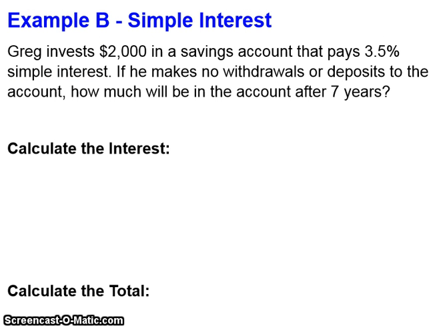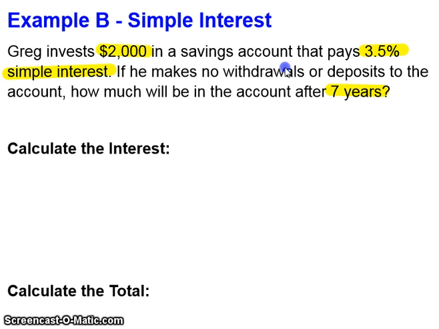Alright, example B says Greg invests $2,000 in a savings account that pays 3.5% simple interest. If he makes no withdrawals or deposits to the account, how much will be in the account after 7 years? So go ahead and highlight the important information. He gives them $2,000 to put in that savings account. It pays 3.5% simple interest. And he's not making any withdrawals for 7 years.